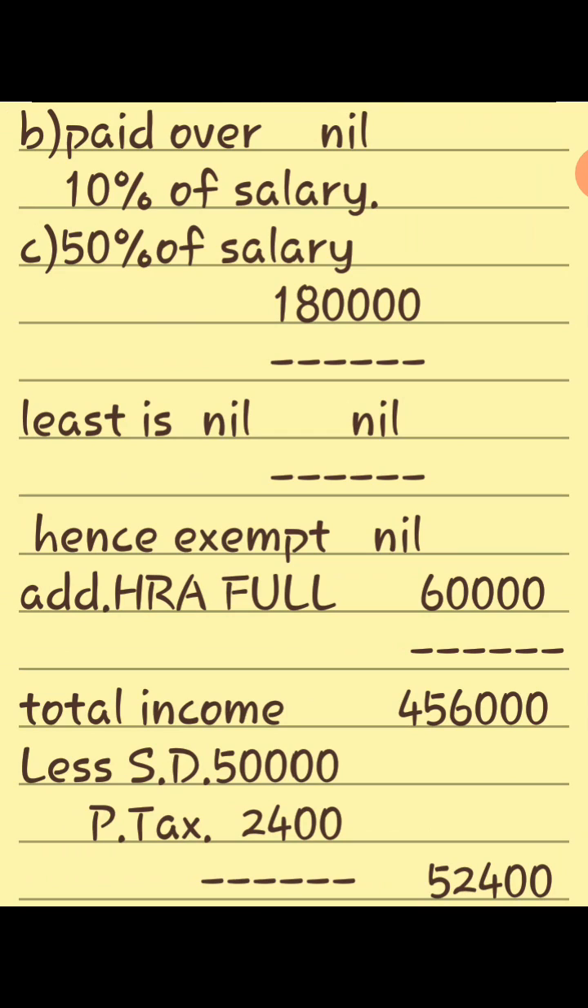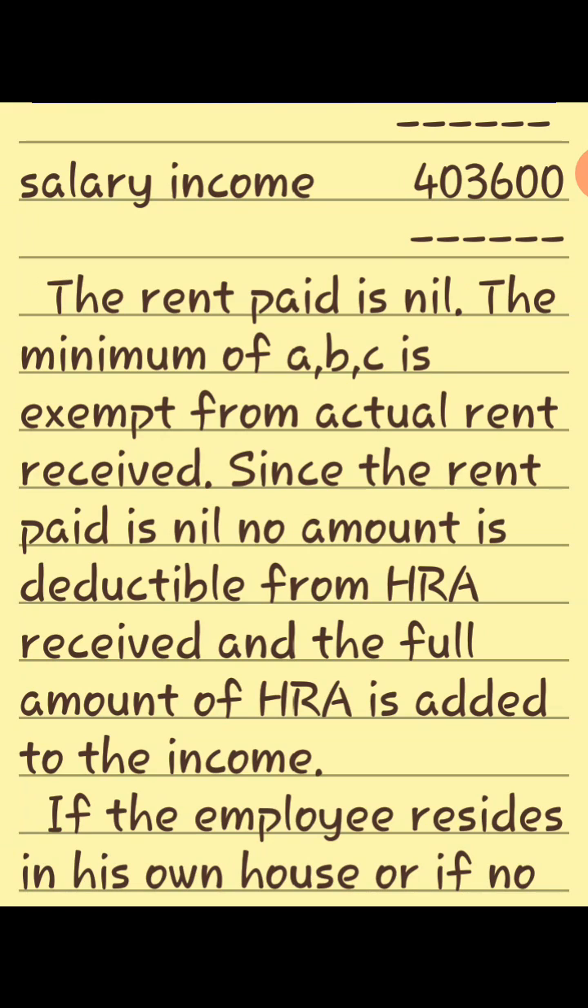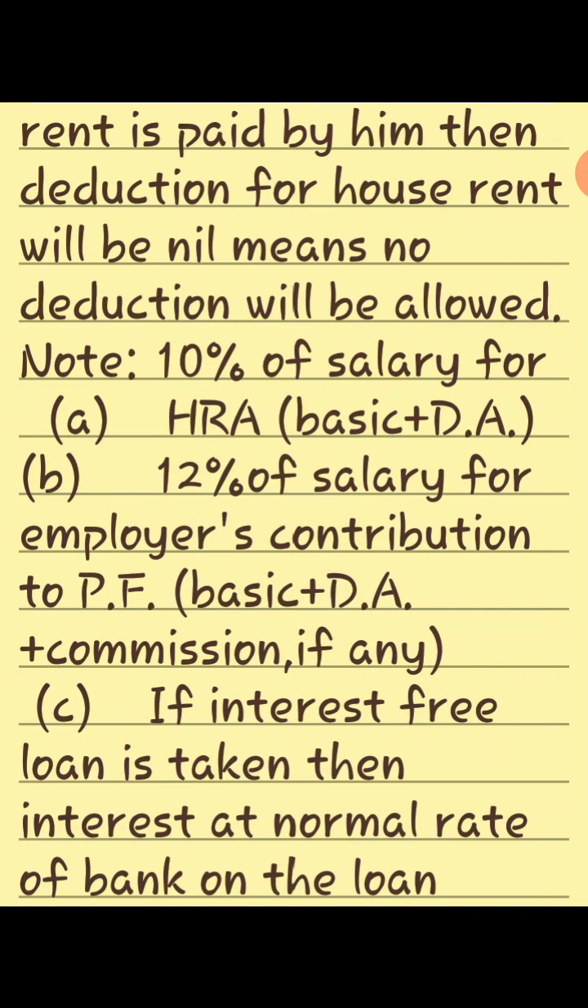Total income 4,56,000. Less standard deduction 50,000 rupees and professional tax 2,400 rupees, that total 52,400 rupees. Now the salary income will be 4,03,600 rupees. The rent paid is nil. The minimum of A, B, C is exempt from the actual rent received. Since the rent paid is nil, no amount is deductible from HRA received and the full amount of HRA is added to the income. If the assessee resides in his own house or if no rent is paid by him, then deduction for house rent will be nil, meaning no deduction will be allowed.